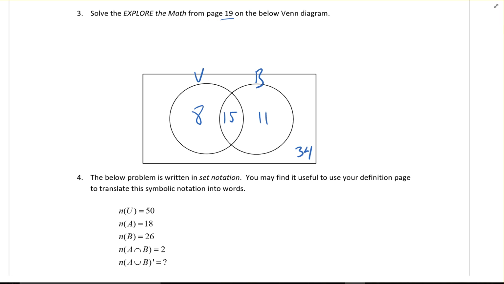All right, and there you go. There's your numbers for that one. And 34, remember, that's just the numbers that are still part of my universal set, but they don't play volleyball or basketball.